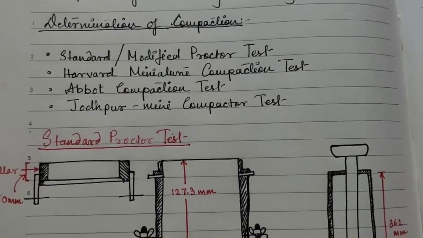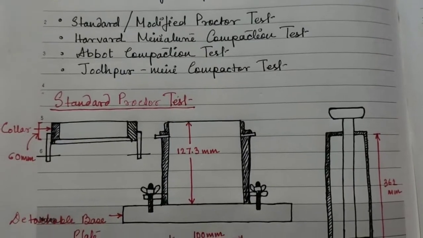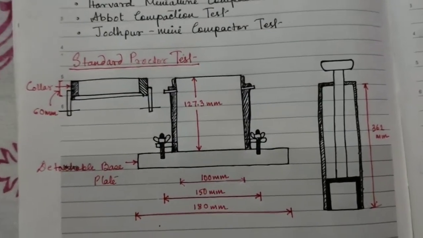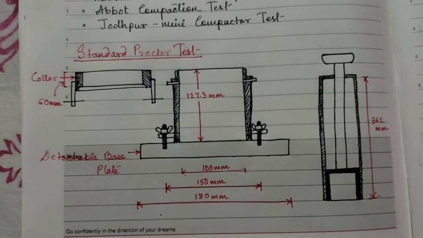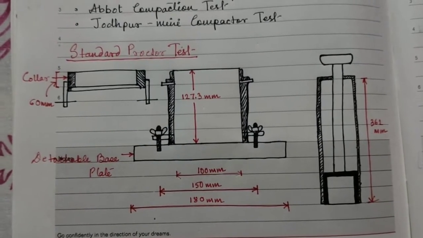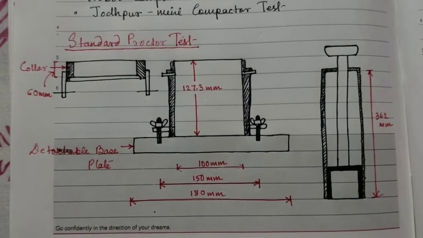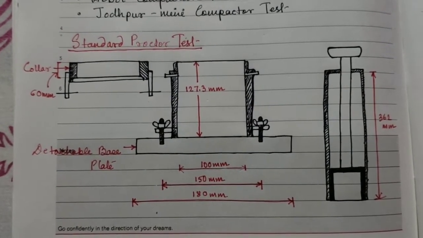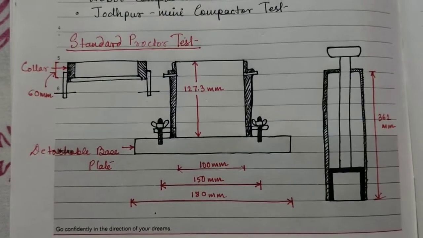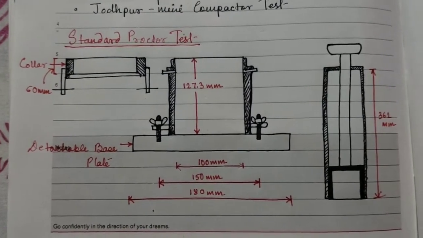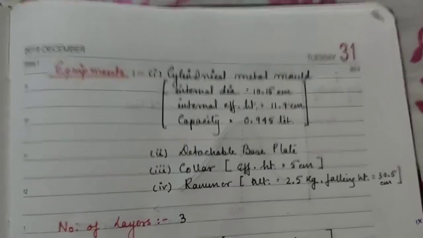So let us move on to the standard Proctor test. Mainly, the standard Proctor test was developed by R.R. Proctor in the year 1933 for the construction of Earthfill Dam in the state of California. What are the equipments that are used for the standard Proctor test?